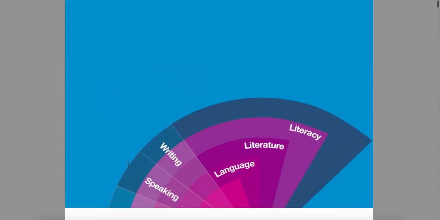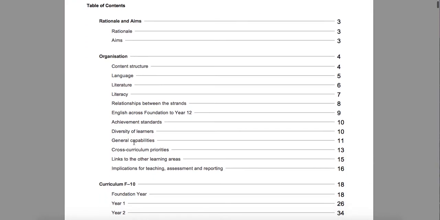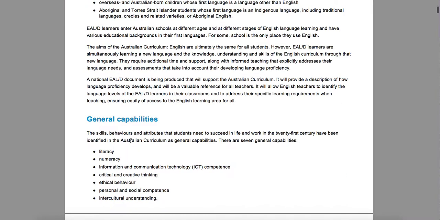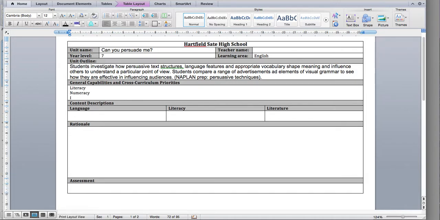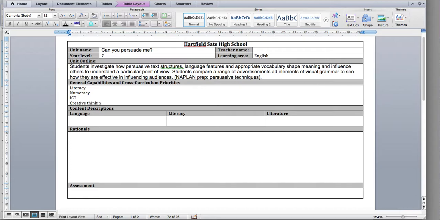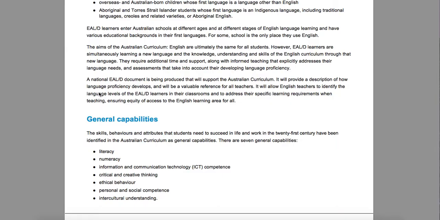So the general capabilities are things that ACARA have decided students should be learning in every subject area. So no matter if it's English, if it's maths, geography, HPE, these are the things that students need to be learning. General capabilities. Here they are here. All you need to do is choose which ones you think your unit of work will be teaching to and type them in. So I think that mine will cover literacy, numeracy, ICT, creative thinking. You know, it would be absolutely fine if your unit of work covered all of them. In many cases it will.